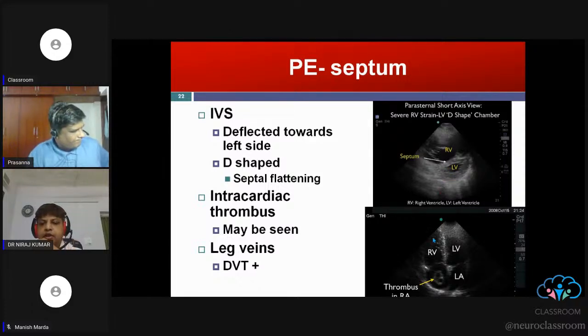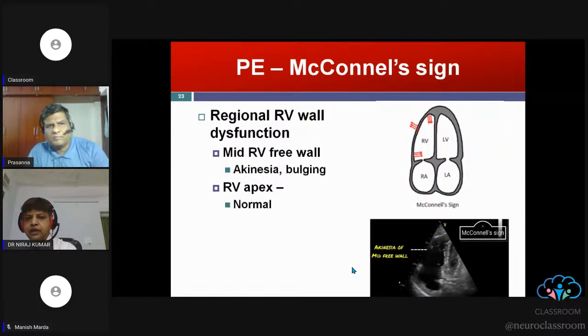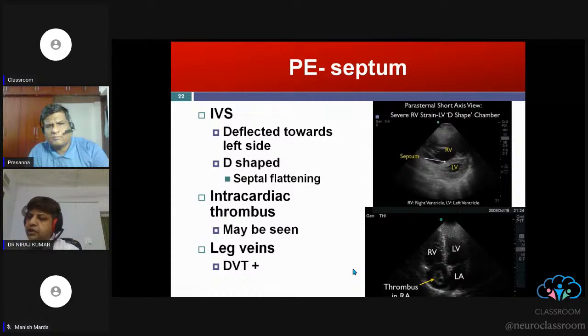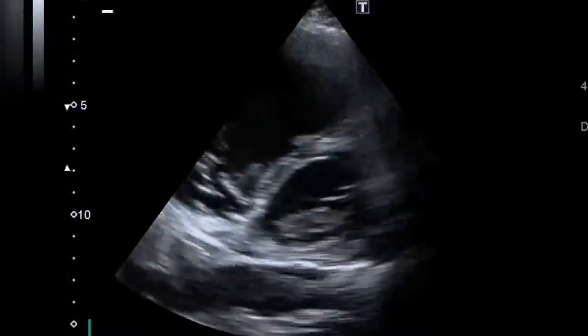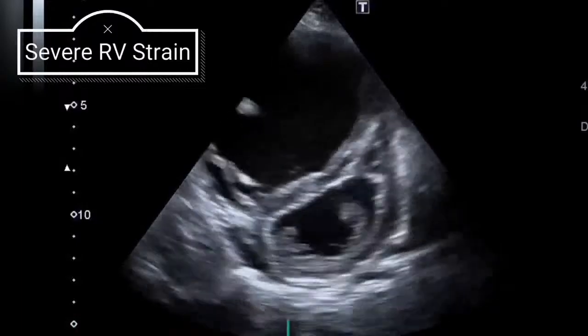And in some cases you can also see a thrombus in the right atrium. And once you have seen evidence of pulmonary embolism, and you are suspecting it as one of the reasons for the shock patient, then you have to scan the leg area, and you may find a positive DVT sign in the popliteal or femoral veins. So we have a video for this right ventricular strain pattern, pulmonary embolism. This is the parasternal short axis view of the heart.